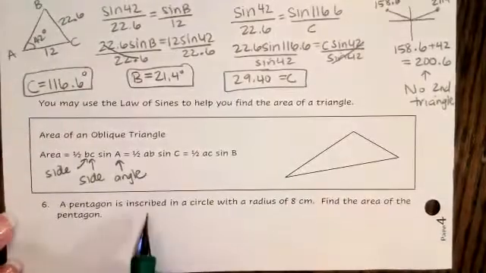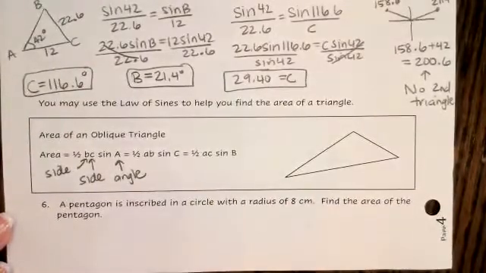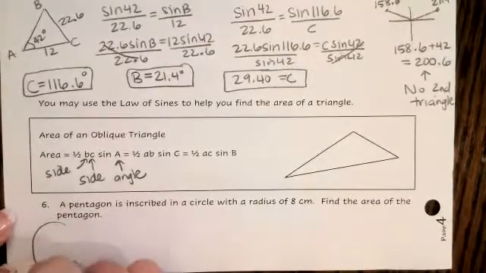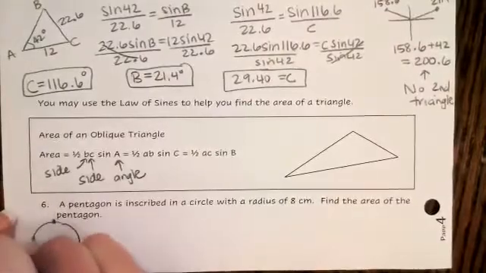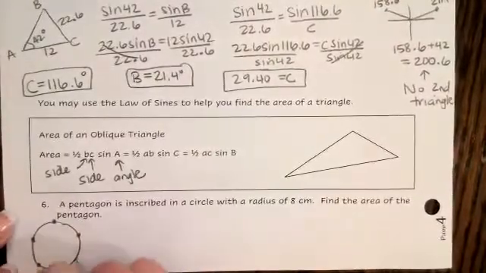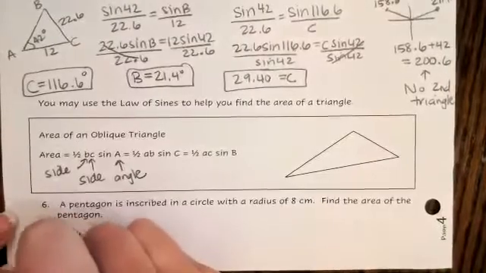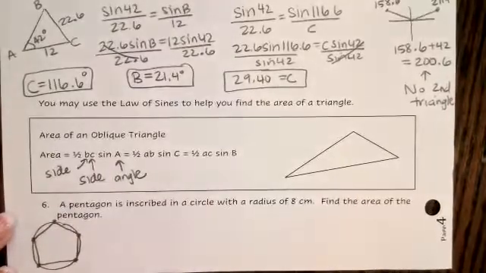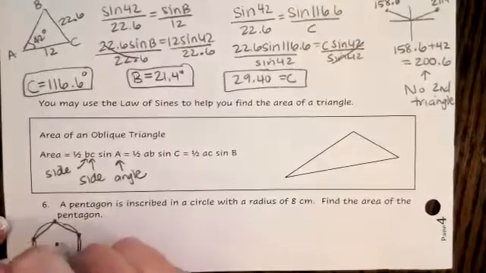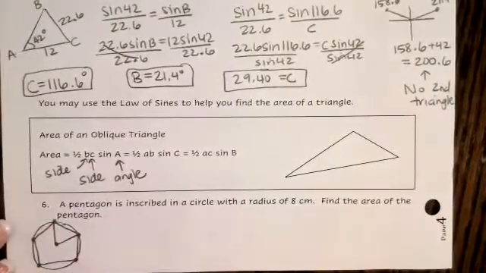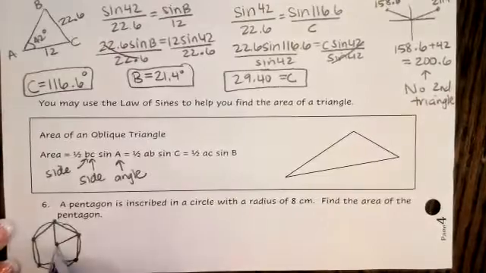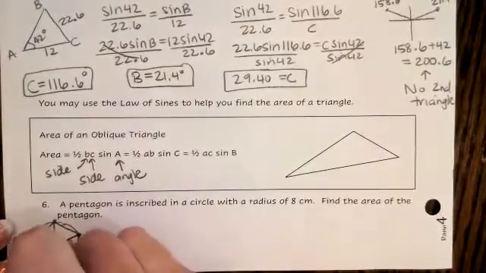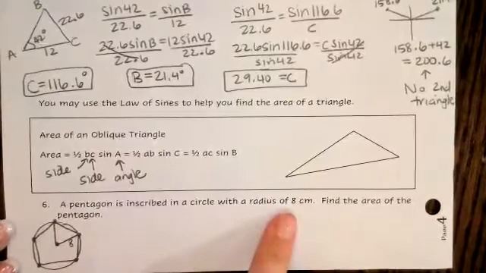It says a pentagon is inscribed in a circle with a radius of 8 centimeters. Find the area of the pentagon. So here is our circle. We're going to put our pentagon in here. That means there's 5 sides. So there is our pentagon inscribed inside of a circle. And so our center point right here to the outside creates these triangles. Now we know from the center to the outside of a circle is the radius, and they gave that to be 8 centimeters.